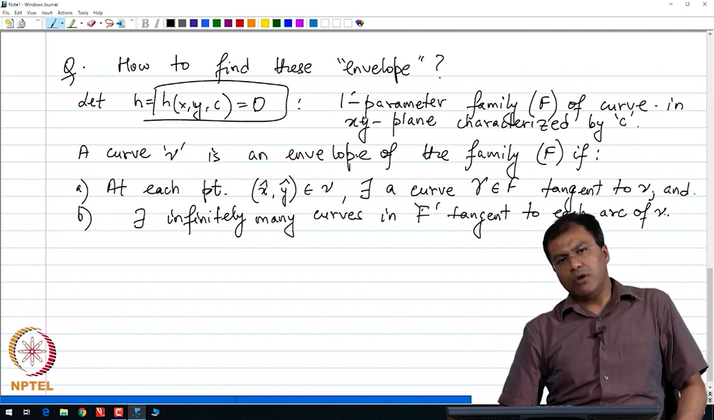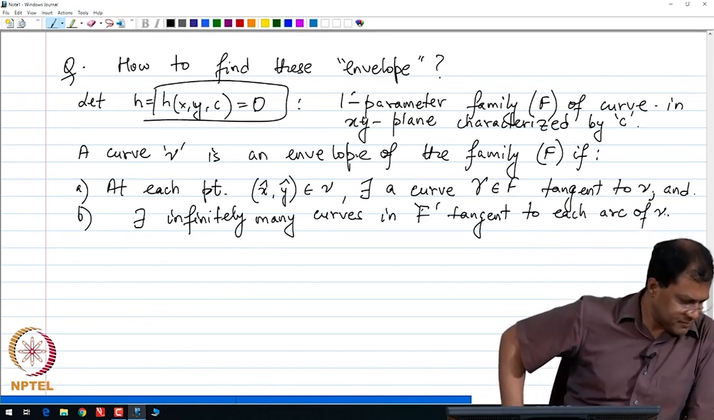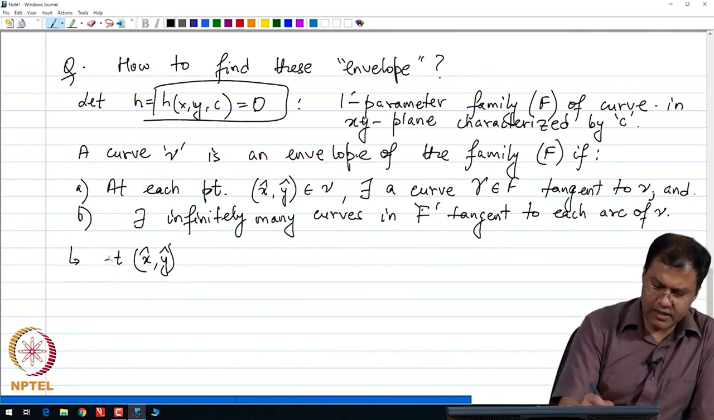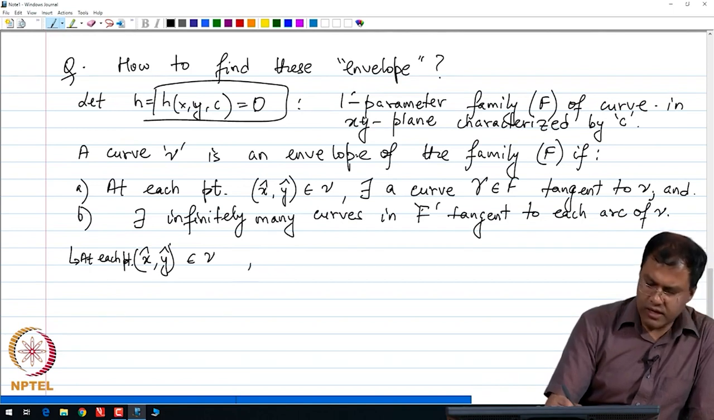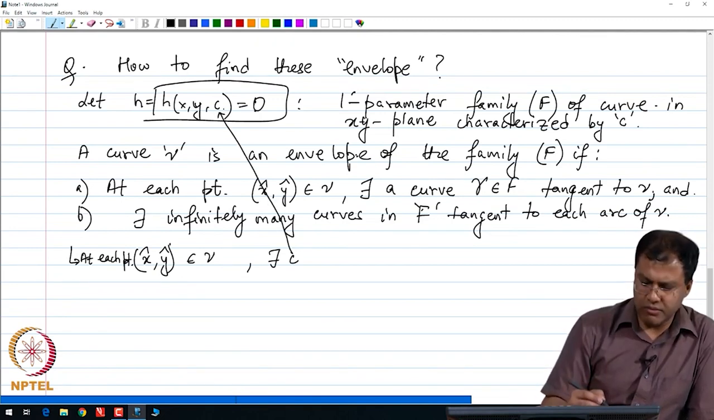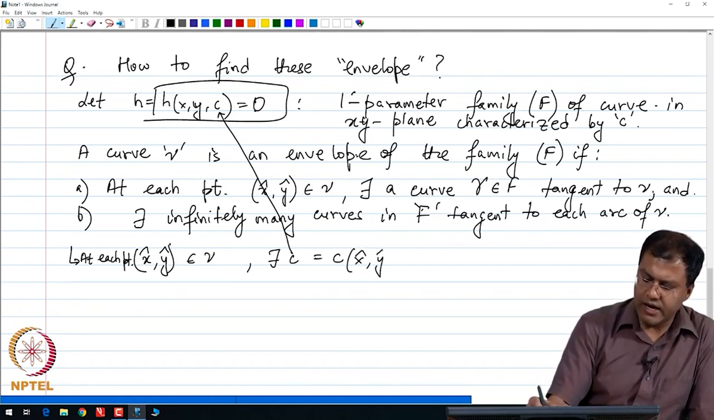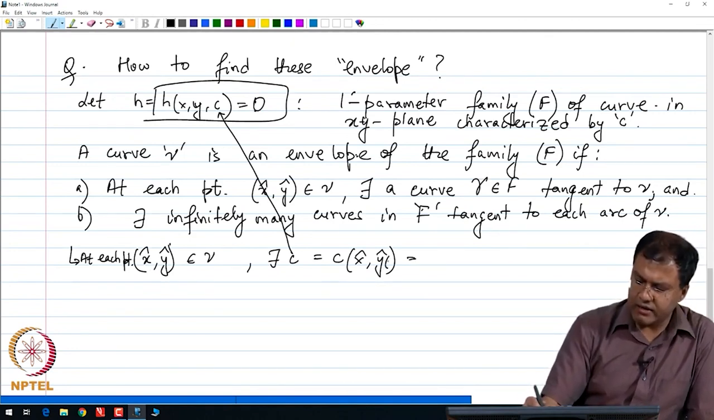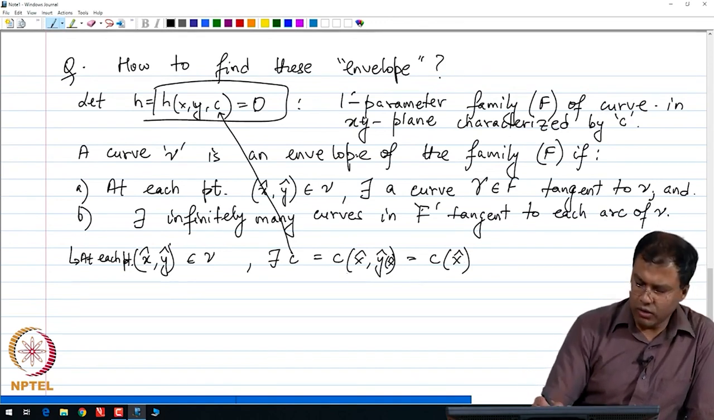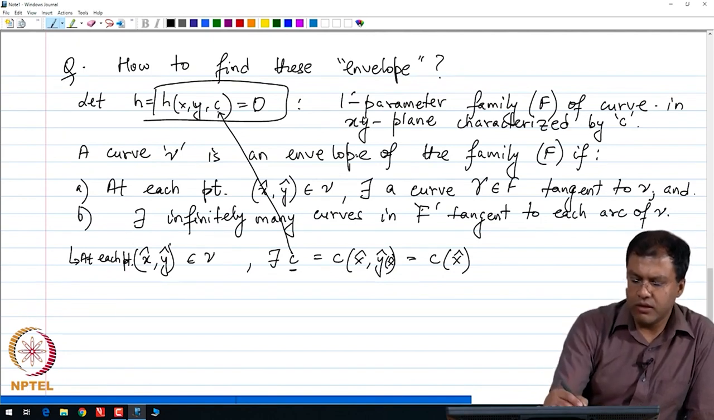We are going to use this definition of the envelope to derive the condition for the envelope of the extremals. Let us start our analysis. Let us consider a point x hat y hat, which belongs to this curve nu. There exists a constant corresponding to the constant c of the family of extremals, which is c of x hat comma y hat, and y hat itself is a function of x hat, so this is implicitly a function of only x hat. Notice now that this constant c is the constant with respect to the family of extremals H.